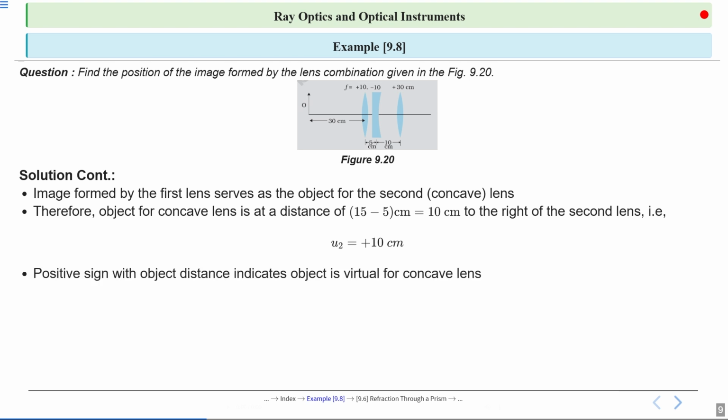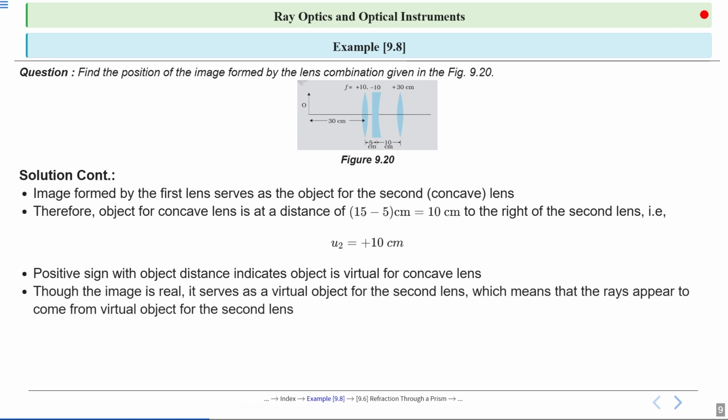So a positive sign with object distance indicates the object is virtual for the concave lens. Although the image formed by the first lens is real, it serves as a virtual object for the second lens. This is because the rays appear to come from a virtual object for the second lens, highlighting the interplay between real and virtual images in the lens system.